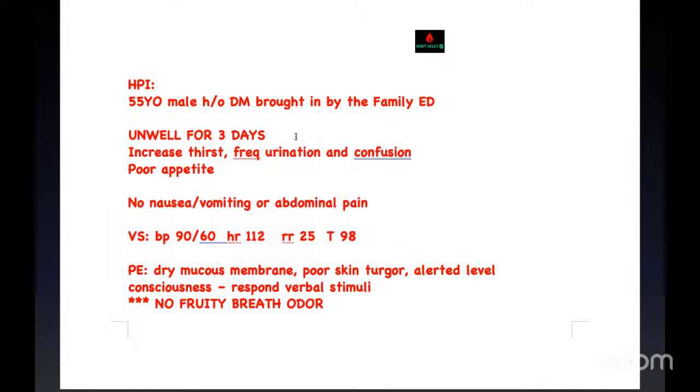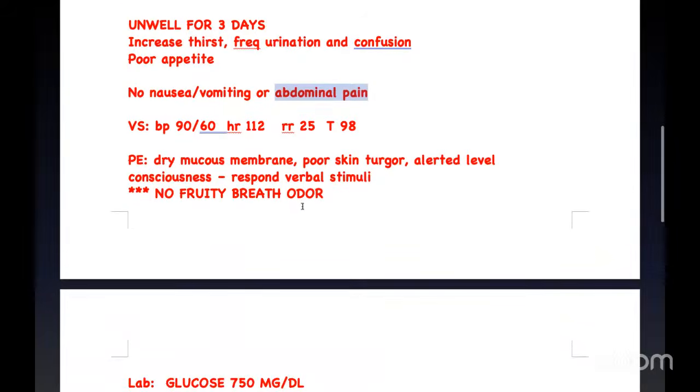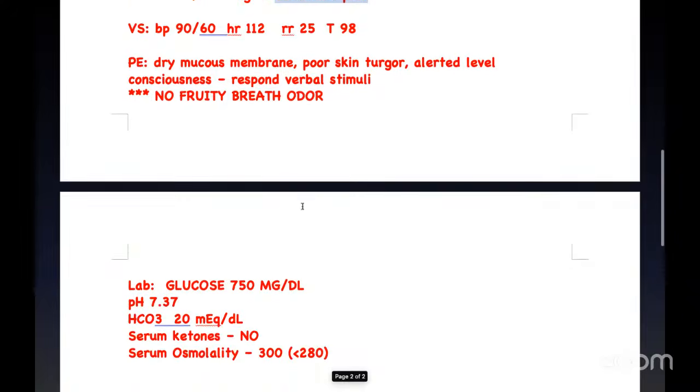55, history of diabetes, right? Unwell for 3 days, increased thirst, frequent urination, confusion, and poor appetite. He has no nausea, no vomiting, and there is no abdominal pain. Key, right? Desired vitals: he's hypotensive, he's tachycardic, he's tachypneic. His mucous membranes are dry, poor skin turgor, altered level of consciousness. Those are key, right? He has no fruity breath. Key aspect of your content you need to know.